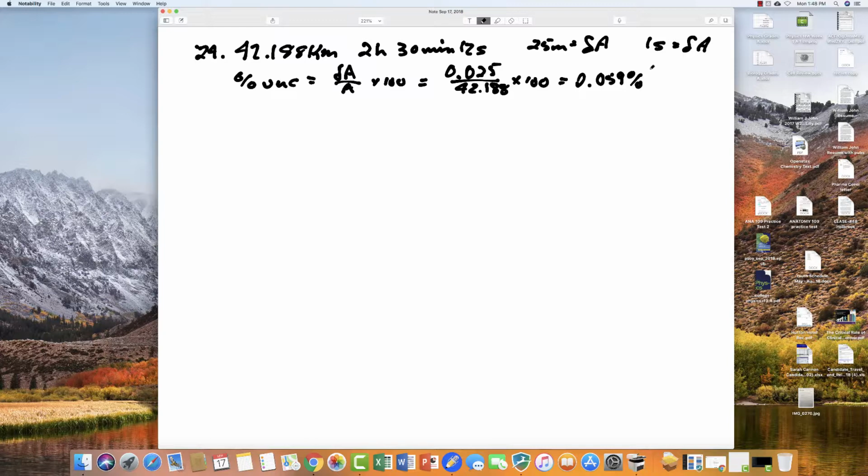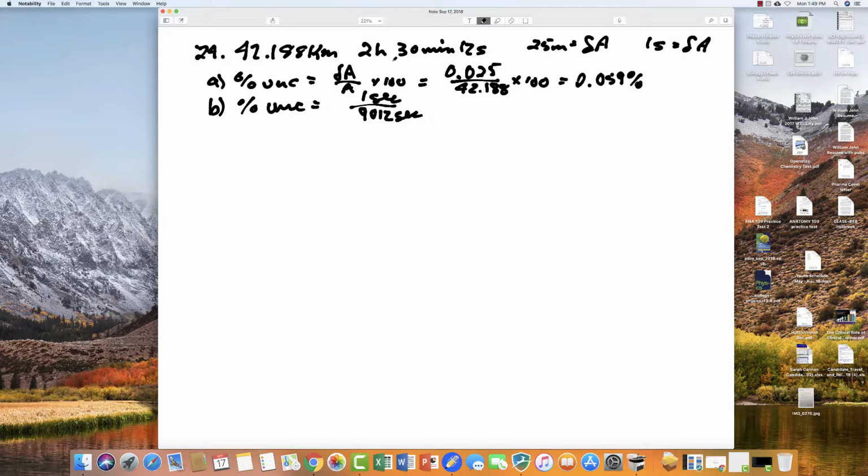And the second question is to calculate the uncertainty of the elapsed time. So this was the first. The second is to do the same calculation for the elapsed time. So that's going to be delta A over A again, which in this case is going to be 1 second. And I'm going to change all this mess into seconds. So 2 hours is 3,600 seconds per hour. So that's 7,200 seconds plus another 1,800 seconds plus 12. If you do all that, you get 9,012 seconds.